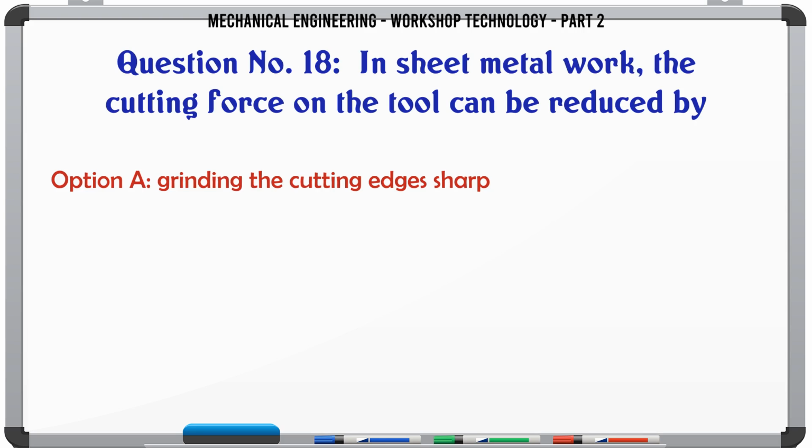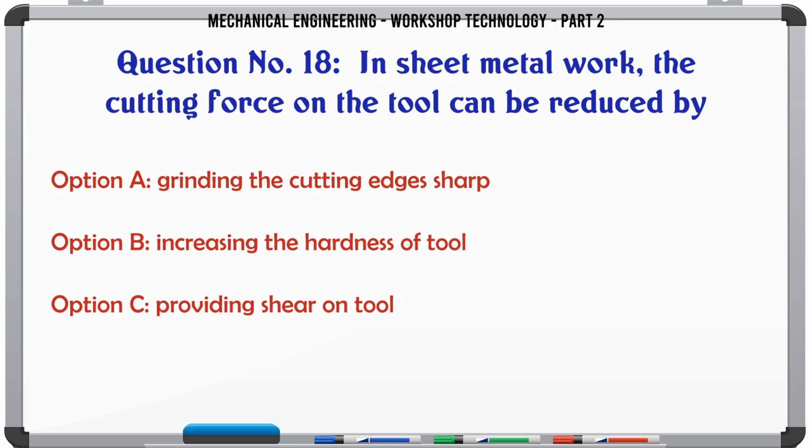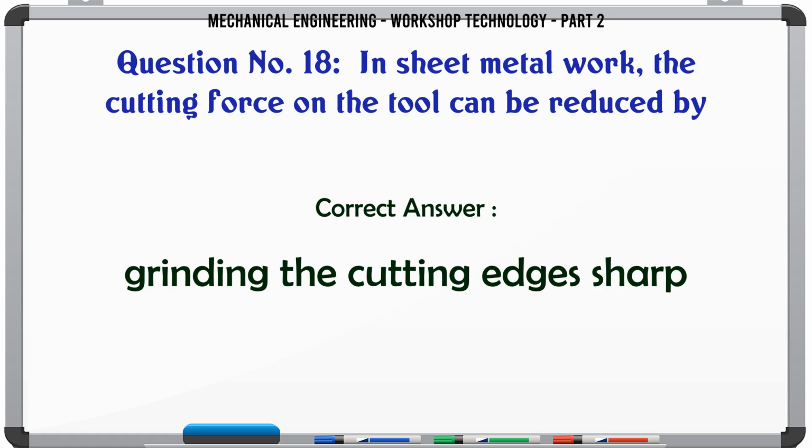In sheet metal work, the cutting force on the tool can be reduced by A. Grinding the cutting edges sharp, B. Increasing the hardness of tool, C. Providing shear on tool, D. Increasing the hardness of die. The correct answer is grinding the cutting edges sharp.